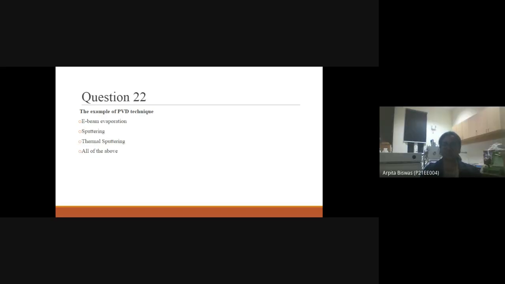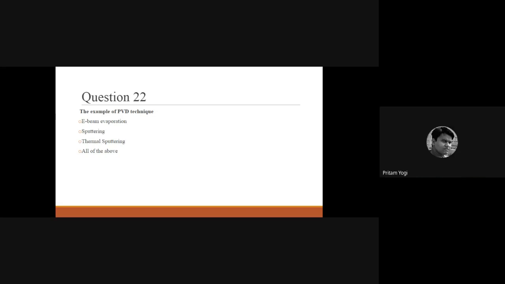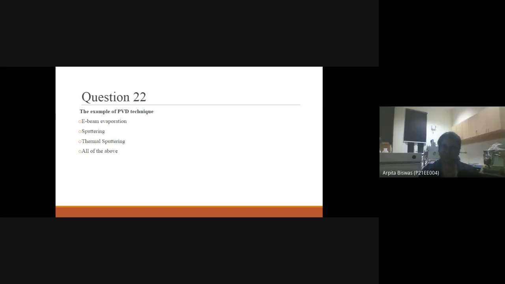So it is a very simple question, the example of the PVD technique. It's all are the PVD techniques. Can you explain the whole process of the PVD, what is happening, and how the sample is loaded, and how the source material is taken, and the melting point? What about the melting point of the source? So where the source is taken?